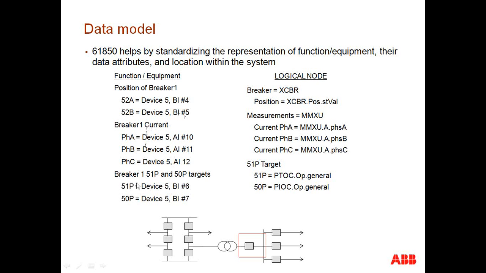You could do the same for breaker 1 currents, okay? And you could see that now we have the same device, but analog inputs number 10, 11, and 12 are our phase A, B, and C currents. And then for breaker 1, the status of the 51P and 50P targets, we're looking at binary input 6 and binary input 7. Now, let's take a look at what the addressing scheme of 61850 is.